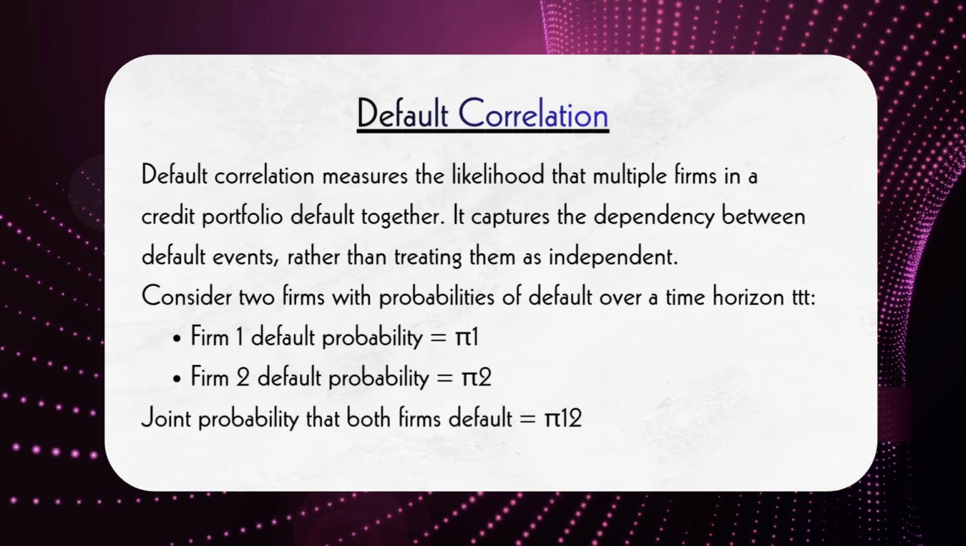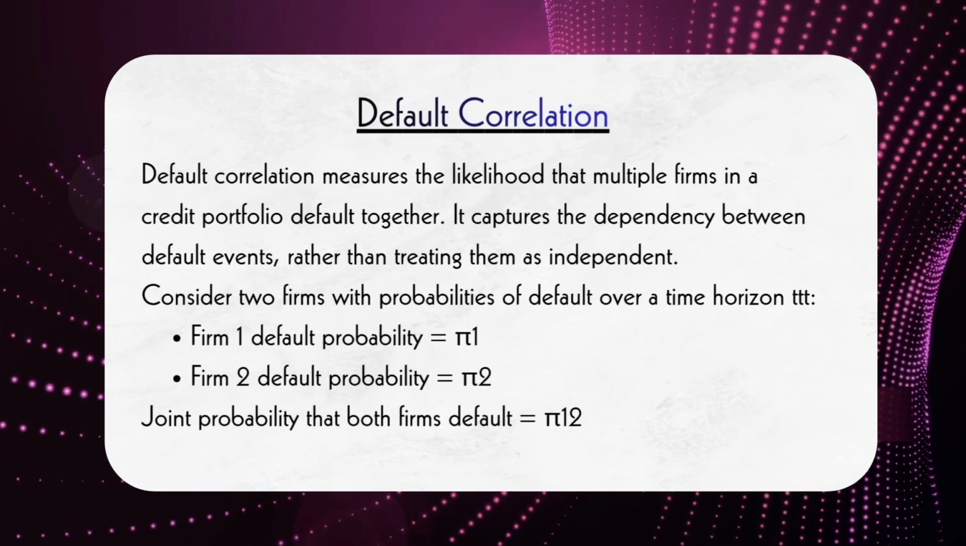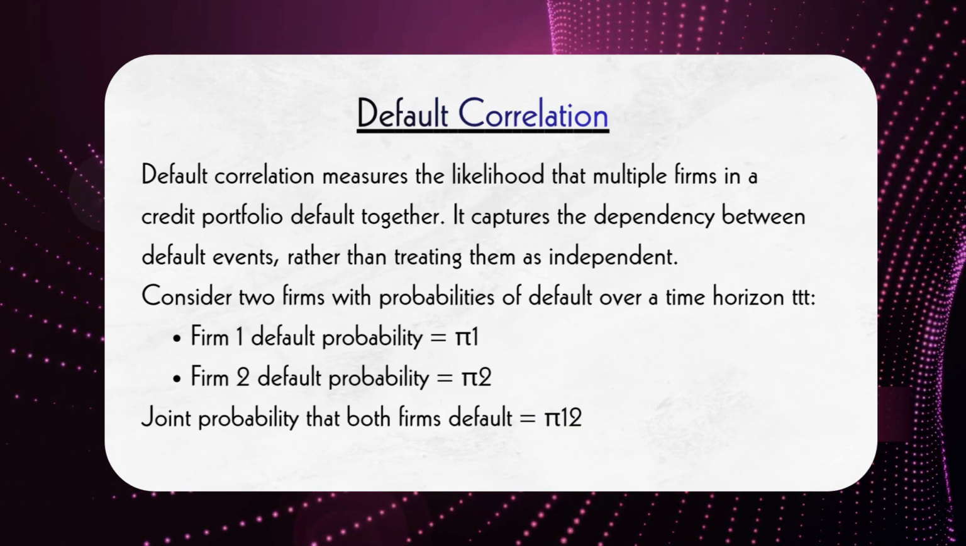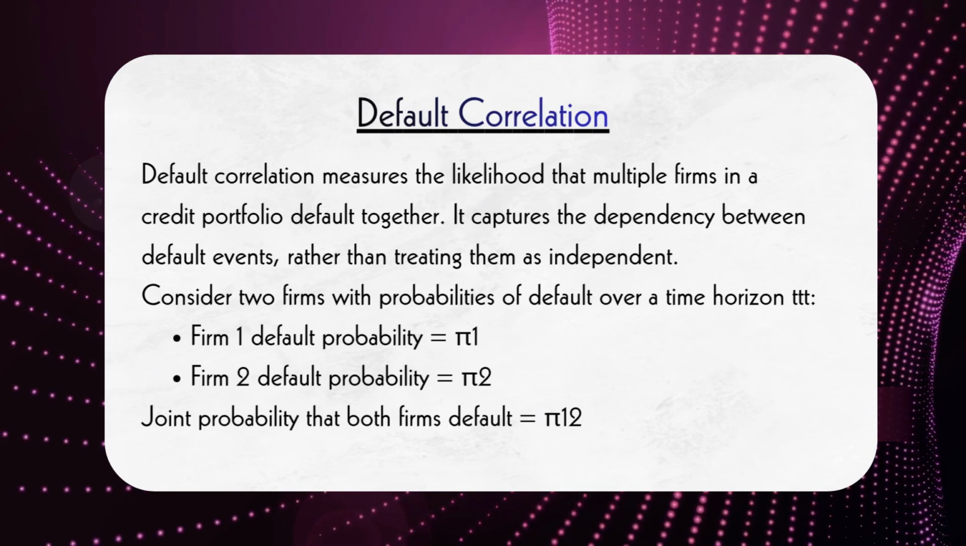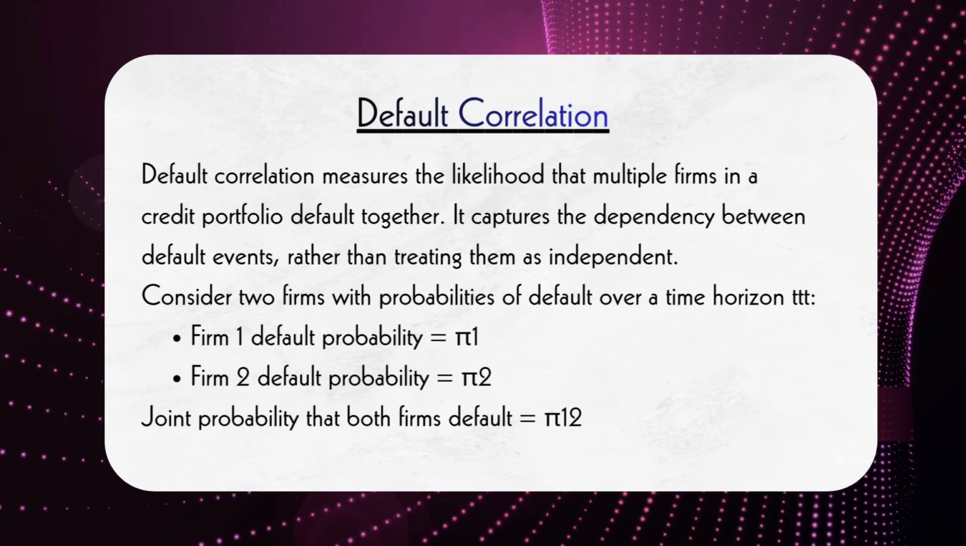In this topic, we understand the concept of default correlation in credit portfolios. Default correlation measures how likely it is that multiple firms will default together, instead of defaulting independently. This is very important in credit risk because joint defaults can lead to large portfolio losses.